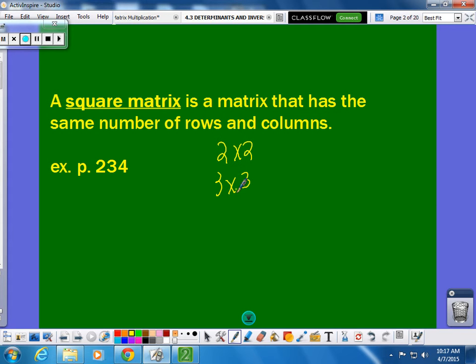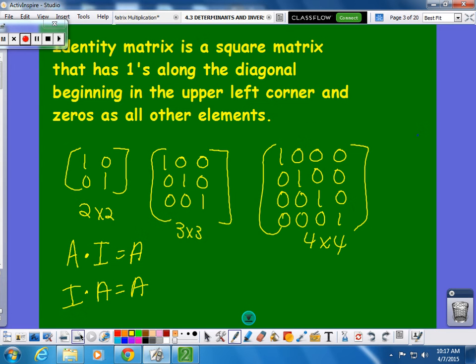On page 234, they give us examples of the 2 by 2, 3 by 3, and 4 by 4 matrices, and they're all square matrices. Also, on page 234, it talks about the identity matrix. We talked the other day about the additive identity. Today, since we're multiplying, we're going to talk about the multiplicative identity.